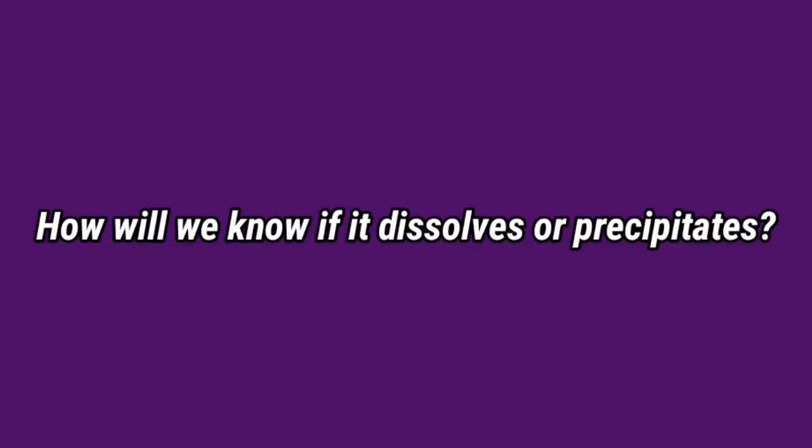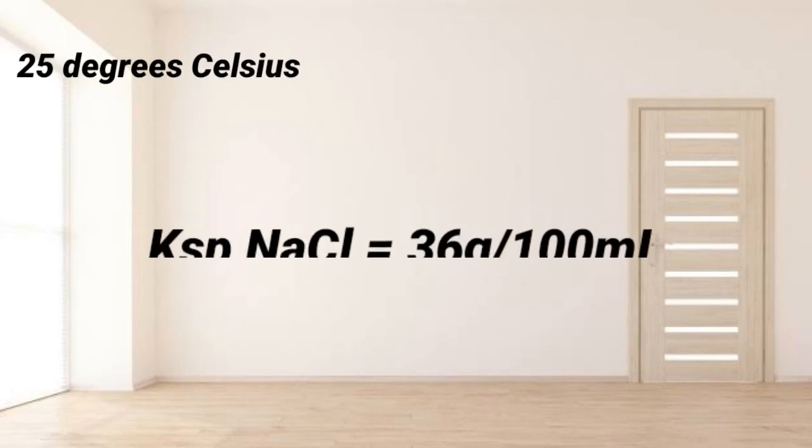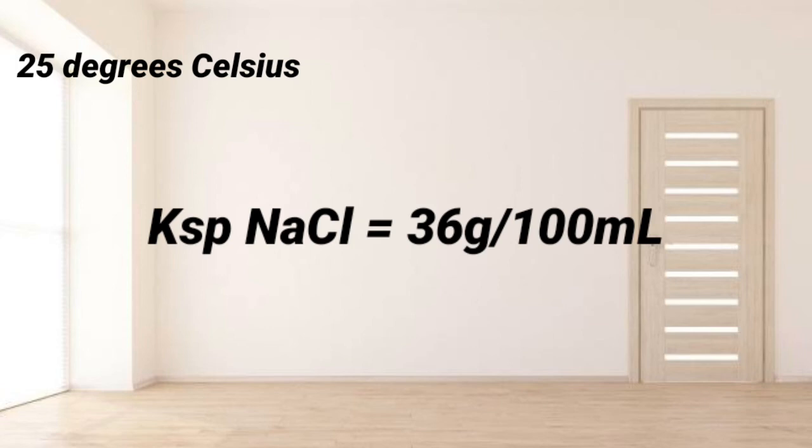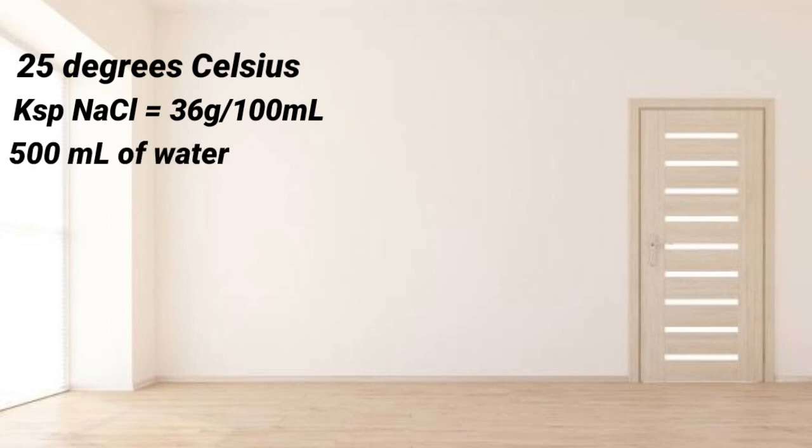Going back to the question, how will we know if it dissolves or precipitates? Assuming we are in a room with a temperature of 25 degrees Celsius, given the fact that the solubility product constant of sodium chloride is 36 grams per 100 ml and that we have 500 ml of water.